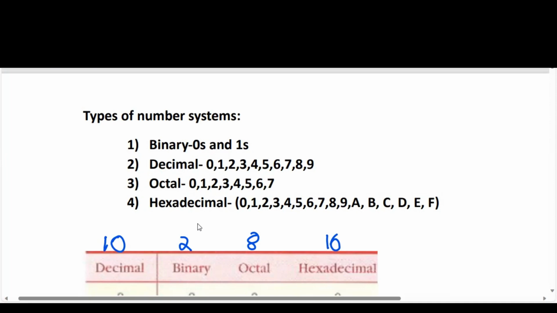Hexadecimal starts from 0, so it'll be 0, 1, 2, 3, 4, 5, 6, 7, 8, 9. And it continues, but instead of writing 10, 11, 12, 13, 14, 15, when you reach 9 you just start with the alphabet. They'll go A, B, C, D, E, F. So it's like counting to 15, but from 10 you start to count with A, B, C. It's kind of cool and weird at the same time.